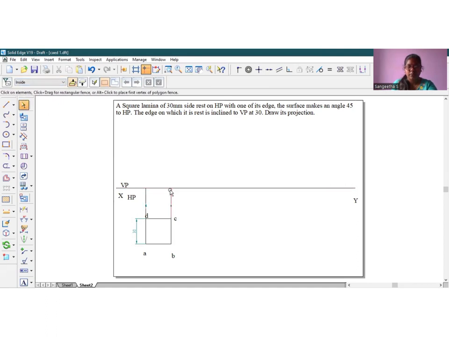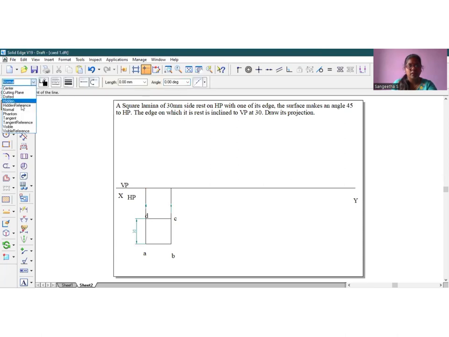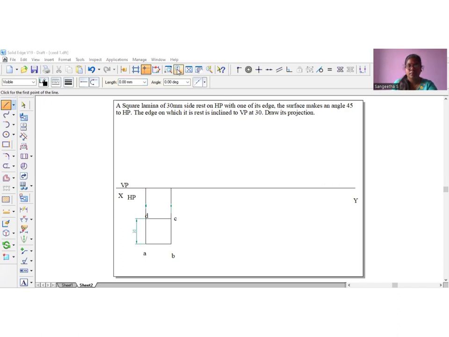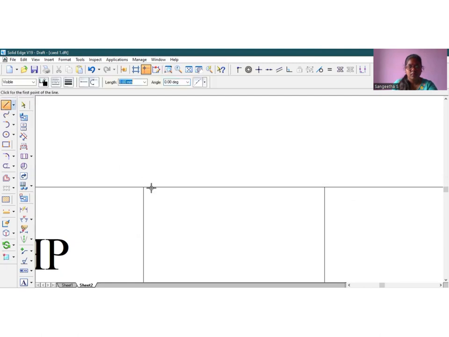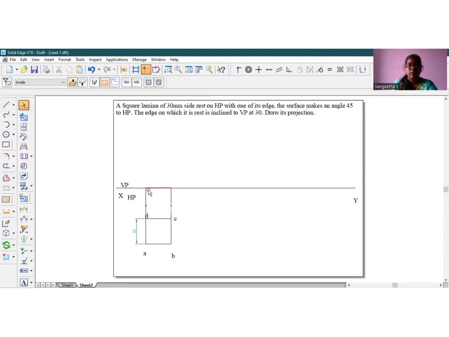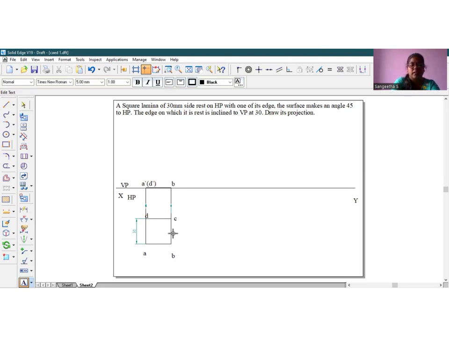Now let's draw a line from the projection points by using a visible line. Now we'll give annotations for this: A dash, D dash, and here it is B dash, C dash.